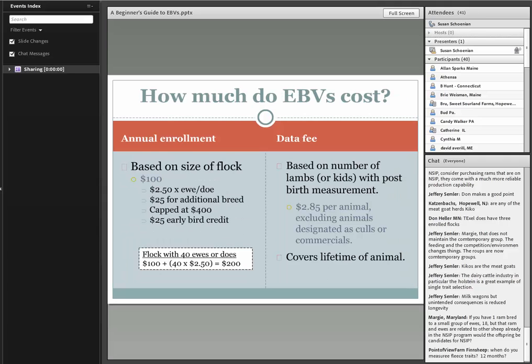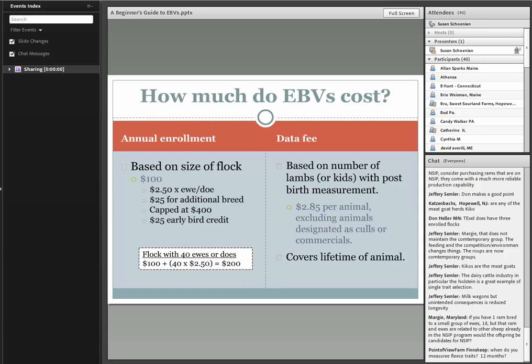How much does it cost? Well, it's based on the size of your flock or herd. It's $100 plus $250 times the number of ewes or does you have, $25 if you have a second breed. It's capped at $400, and if you pay by January 1st of each year, you get a $25 early bird credit. So in my case, I have a flock of 40 ewes, and so that's $100 plus another $100, so it's $200 for my flock of 40 ewes.